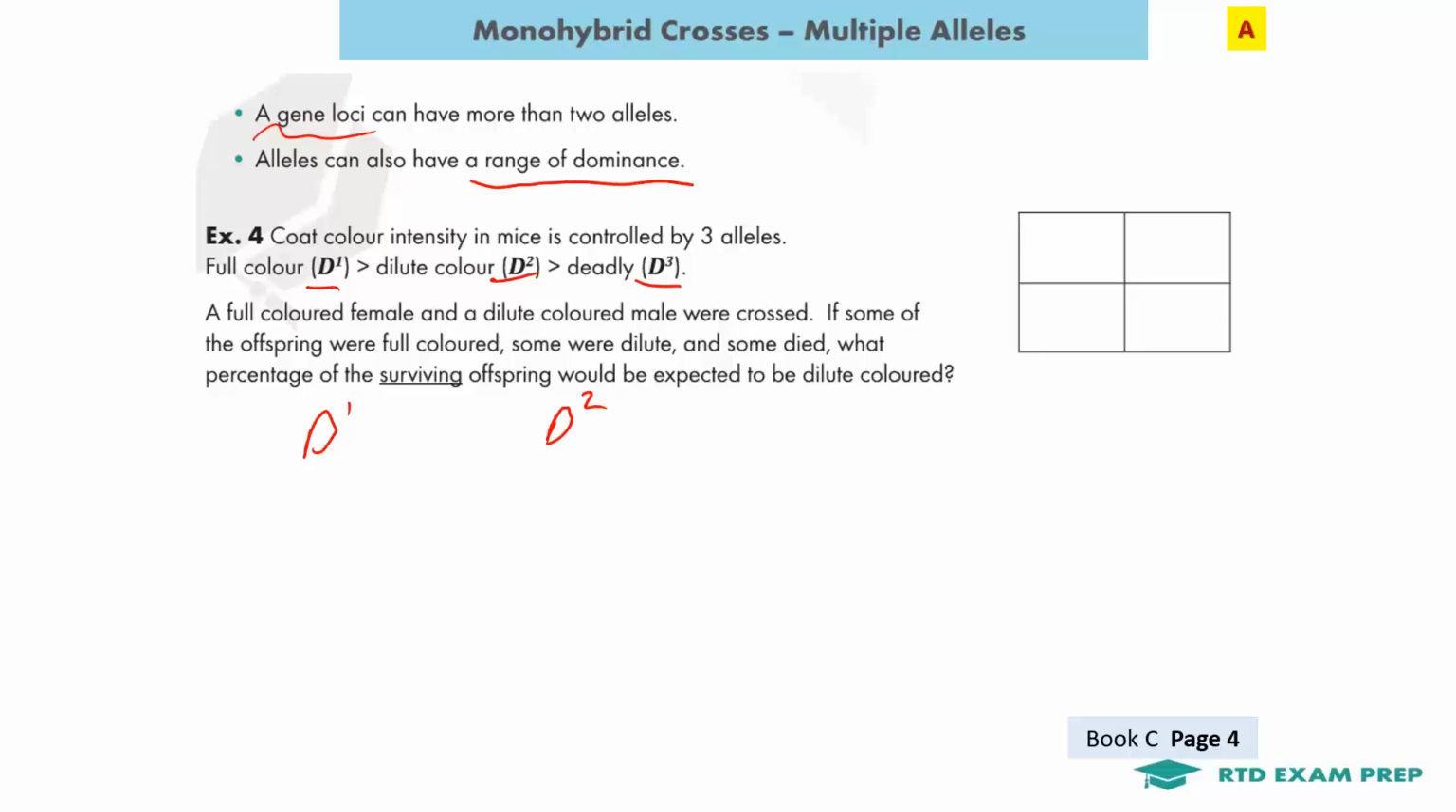You keep reading and go, hey, some of the children died. It's the most recessive, so it must be D3. And when you do that kind of rationale, it really sets up that understanding of how to use the offspring to predict the parents. Notice we said we're not sure yet, but once we know there's one that's dead, it now switches both parents to D3. So the question is, what is the percentage of the surviving offspring expected to be dilute colored?